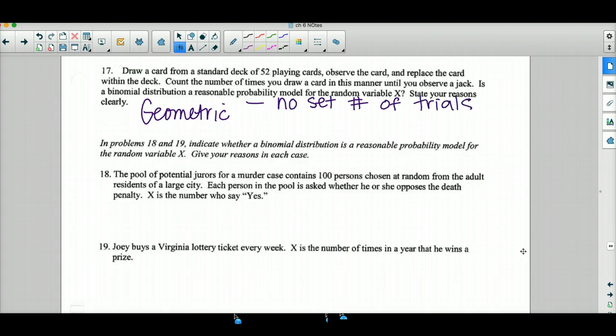This is that fun friend. You're going to go and go and go and go until you get caught. No set number of trials. You pull cards until success.